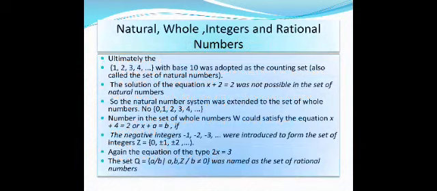Then the equation x plus 4 is equal to 2. If we solve this equation, we get a negative number. And this set is called integers, in which there are 0 and positive and negative numbers. The next equation we face is 2x is equal to 3. If we solve this equation, we get the number 3 over 2, which introduces us to the set of rational numbers, like a over b, where a and b are always integers, and the denominator of this number is never equal to 0.